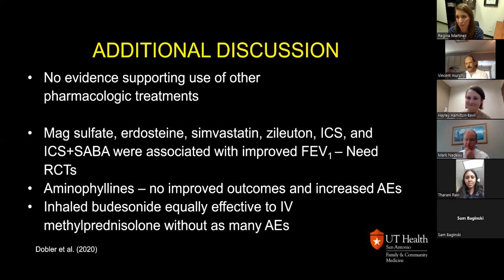One thing I found kind of interesting was, I guess you have it in this slide, it says inhaled budesonide is equally effective to IV methylprednisolone, right? So is it really that effective? I have to look at those individual studies to see what's going on with that.